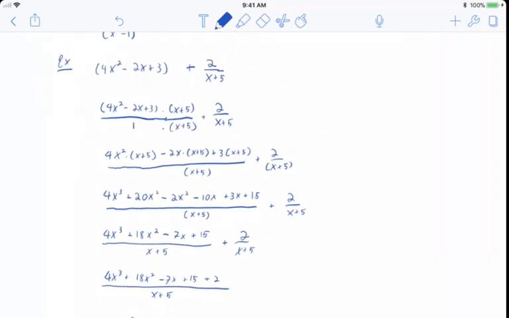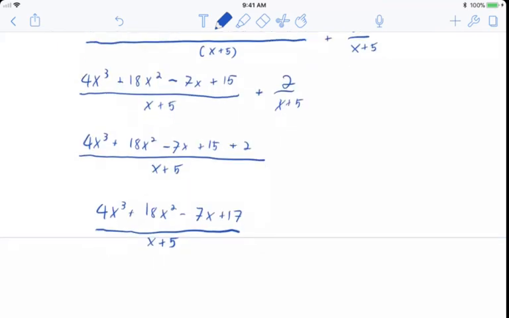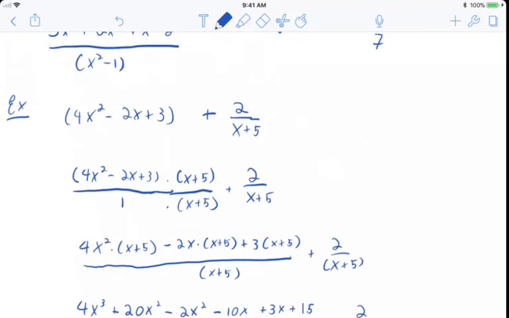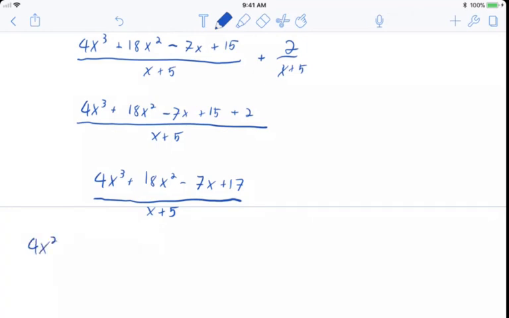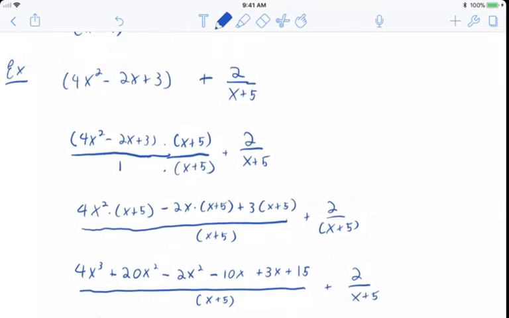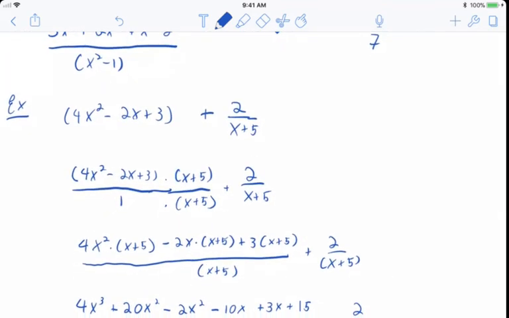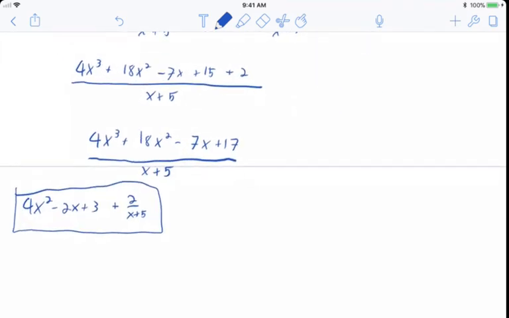The idea, though, is that our original expression, which was 4x squared minus 2x plus 3, so this is an expression, 4x, did I get that right? 4x squared minus 2x plus 3. Yep. And all of the algebra I did suggests that 4x cubed plus 18x squared minus 7x plus 17 is the same rational expression.